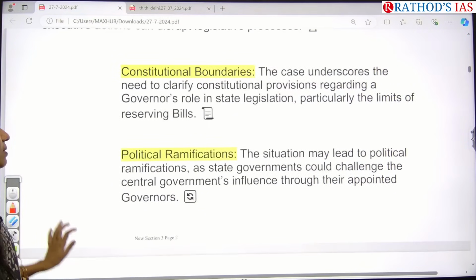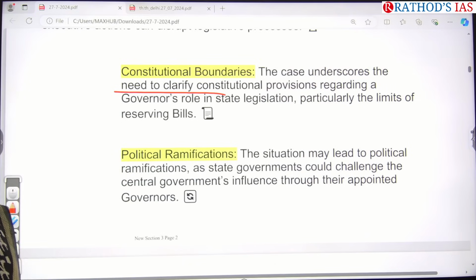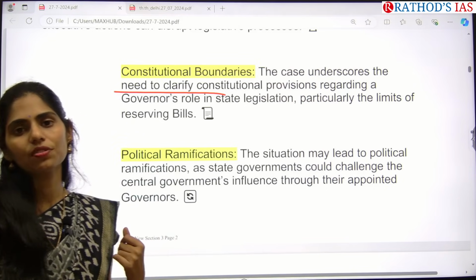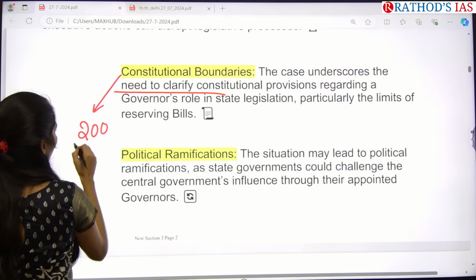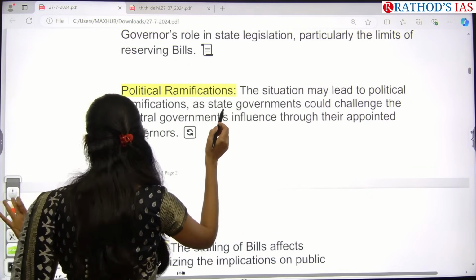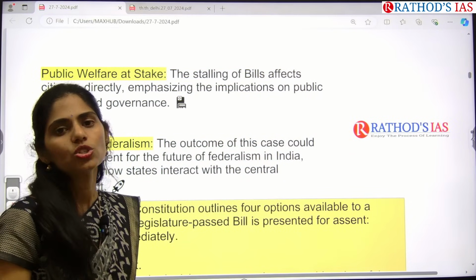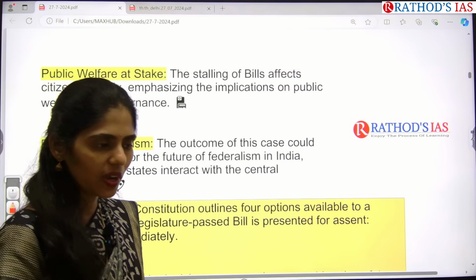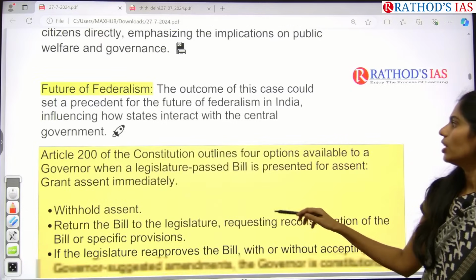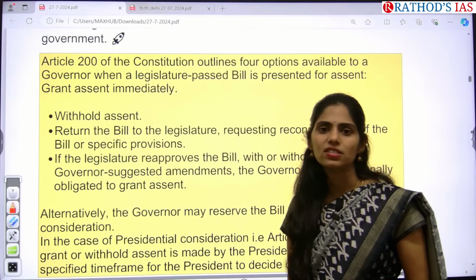Next, we also have constitutional boundaries. This case underscores that we need to clarify the constitutional provisions regarding exactly what the role of the governor is in state legislation, because many times the limits of the governor are crossed when he reserves bills for the President. Here we need to know about Article 200 of our Indian Constitution. Next, the situation may lead to political ramifications, as state governments could challenge the central government's influence. There will also be an impact on public welfare. Whenever important bills are not passed, it will impact the welfare and governance of that state. So there is a question of the future of federalism, whether the states are intact with the central government or not.